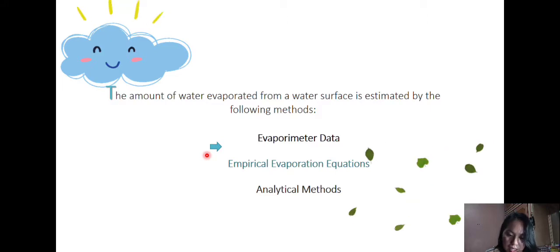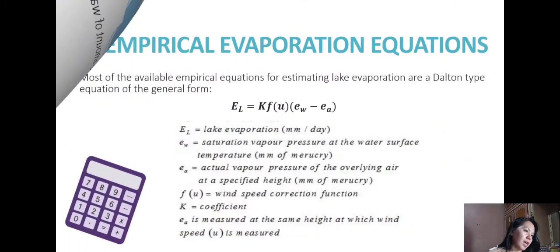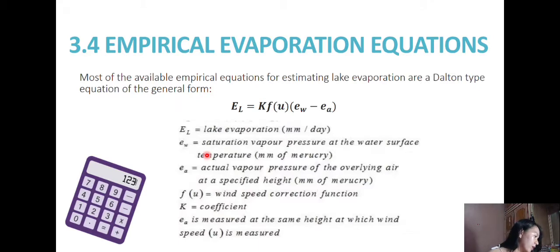So, what is the empirical evaporation equation? A large number of empirical equations are available to estimate lake evaporation using commonly available meteorological data. Most formulas are based on the Dalton type equation and can be expressed in the general form. So, this is the Dalton type equation.